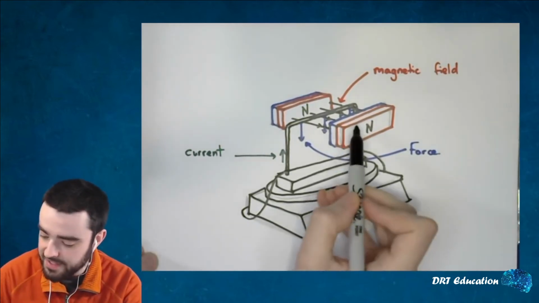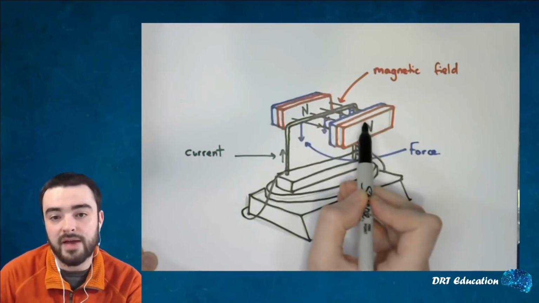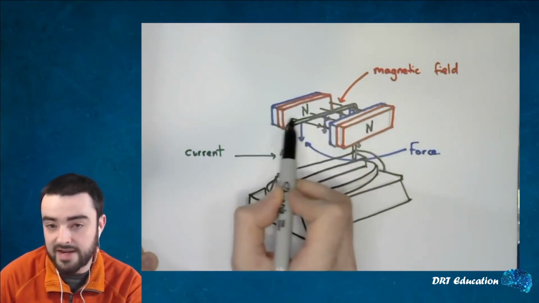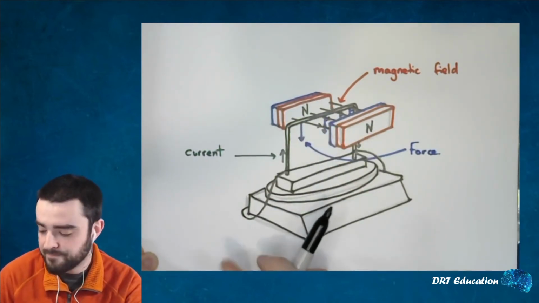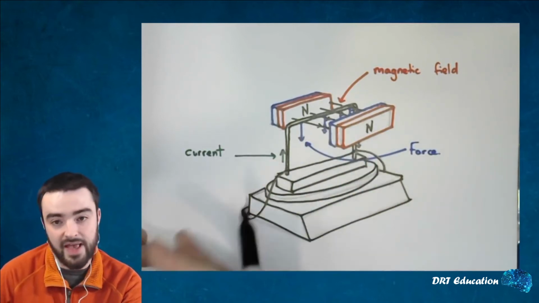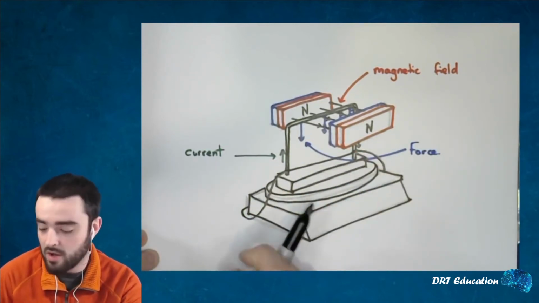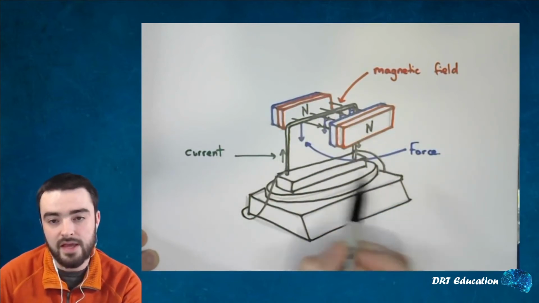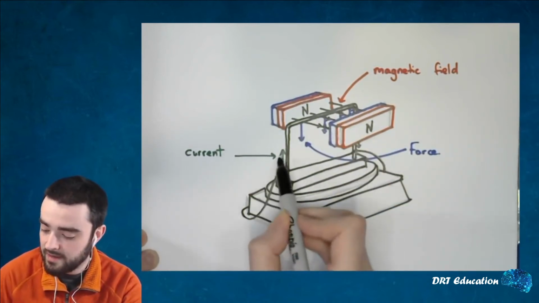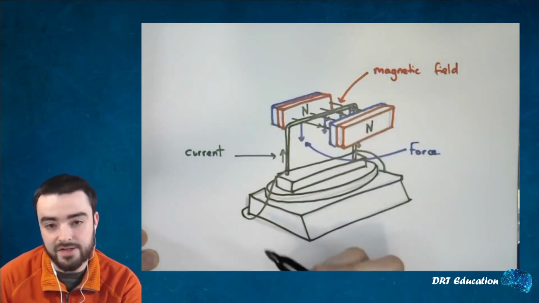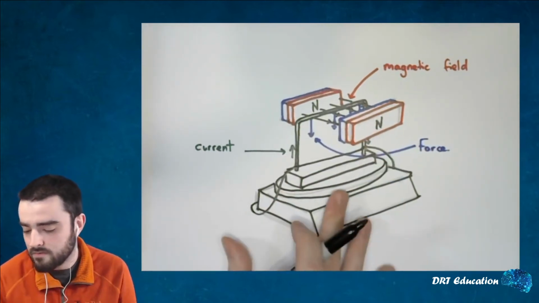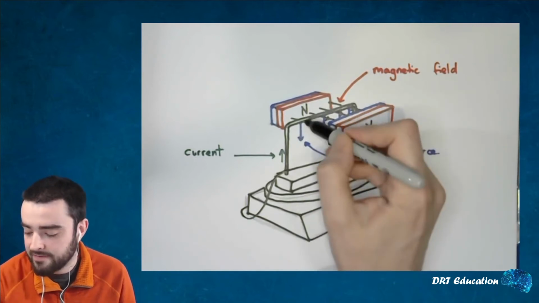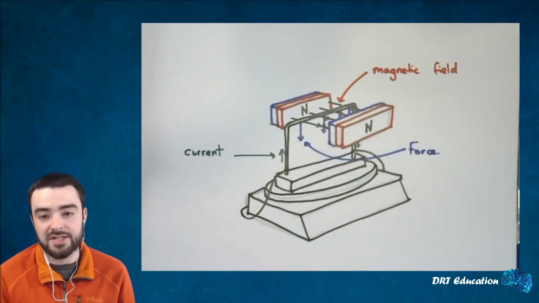But in essence, what we've got is our two permanent magnets, which are producing a magnetic field between them. We have a wire, which is held between them by being placed in a block, with a current being passed through it. If a current is being passed through it in that direction, that means using Fleming's left-hand rule, we can identify that the force is going to be pushing down.